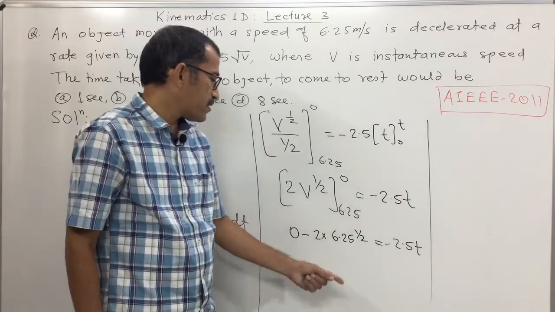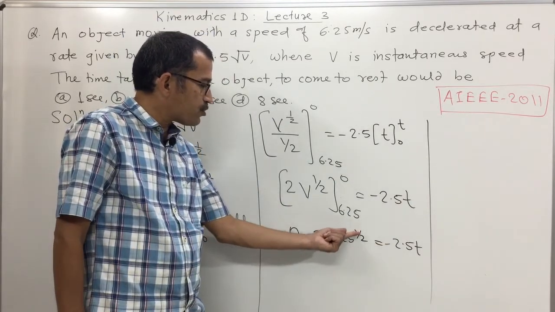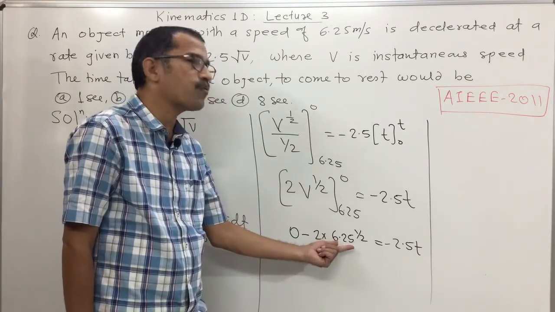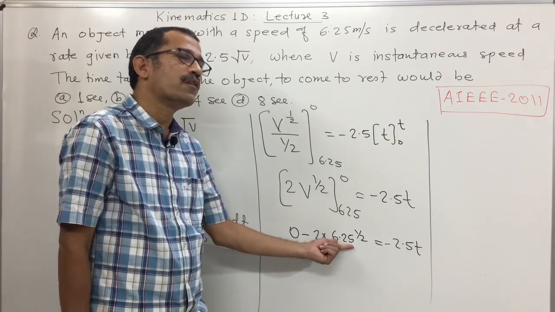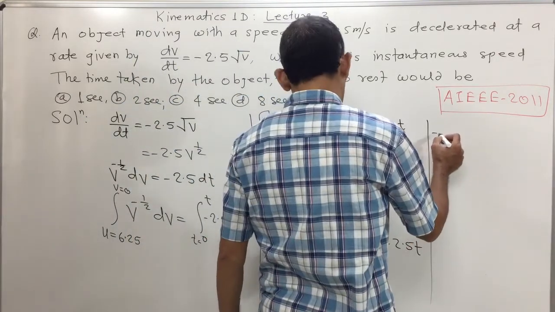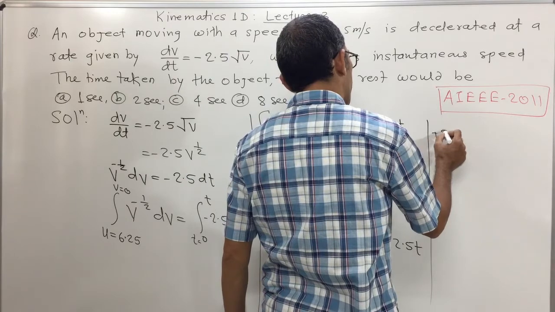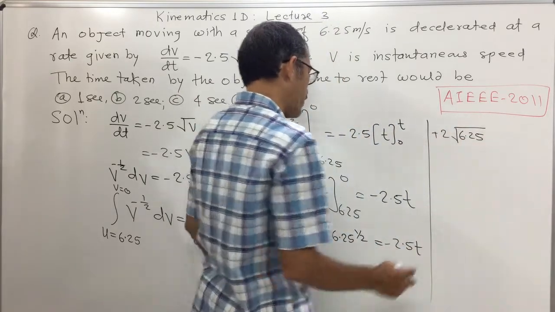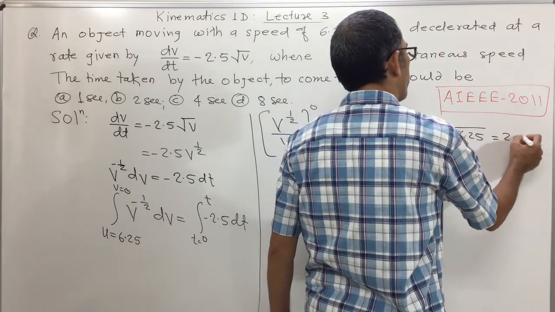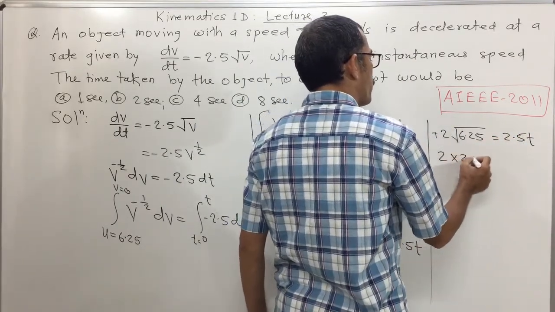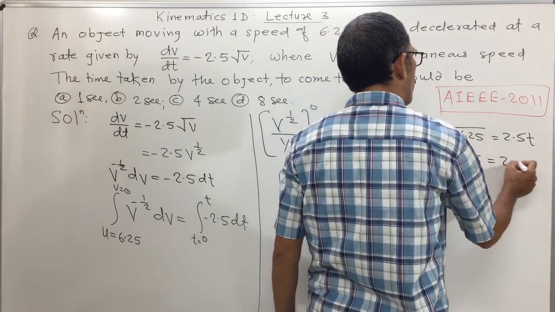Minus minus cancel. This one is 6.25 raised to power half, which means what? Root of 6.25. This one is the square root, it is 2.5. Minus minus cancel, so this one is 2.5 t. That means this is 2. This will be what? Root of 6.25 is 2.5, equal to 2.5 t.